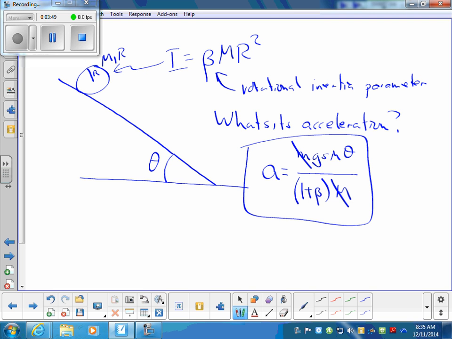Okay, let's see what we get. So now let's do the problem and see what we get. But it's always fun if you know the answer before you start. If you do your thinking before you start, it might help guide how you do the problem. Okay. So now let's find the acceleration by doing this as a dynamics problem.